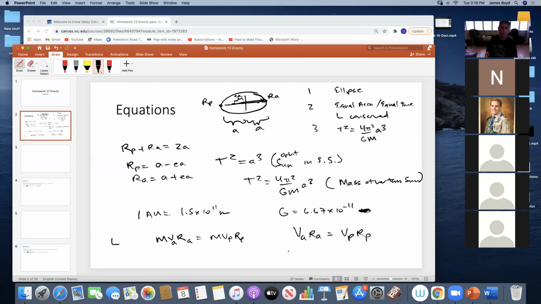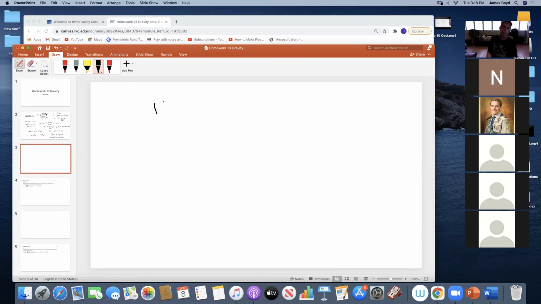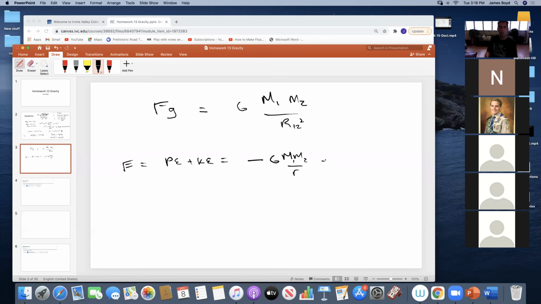Or if V is R omega, you can do omega at A, R A squared is omega at P, R P squared. And we'll see that in one of the problems. So that's Kepler's stuff. The other side of this is the force of gravity, according to Newton, is G mass 1 times mass 2 over the radius between the two. And we have a new energy equation that's potential energy plus kinetic, where the potential energy is now negative G m1 m2 over r plus mv squared over 2.